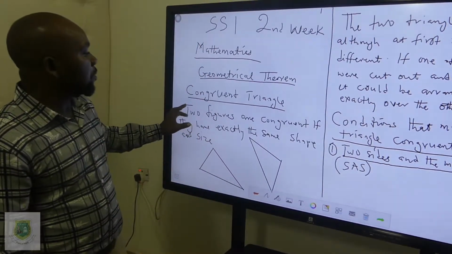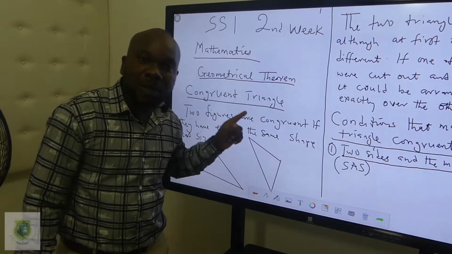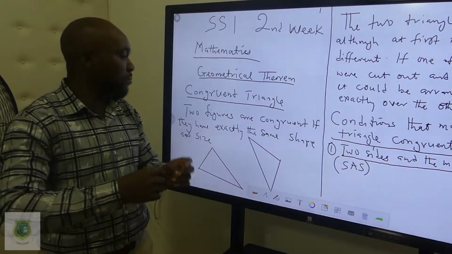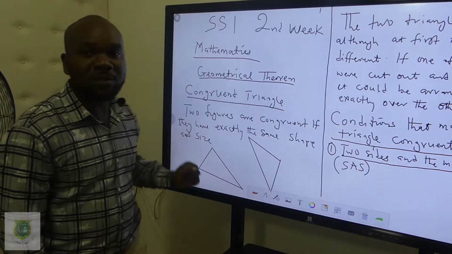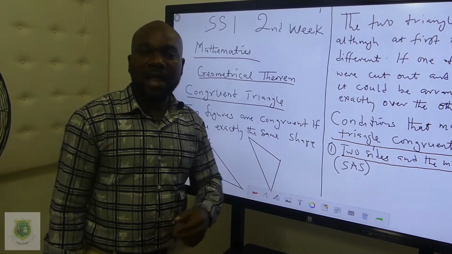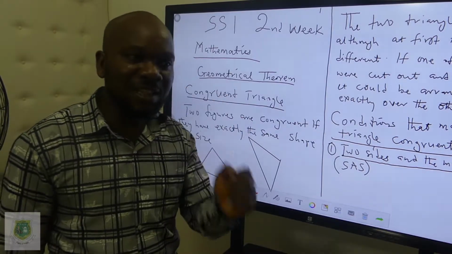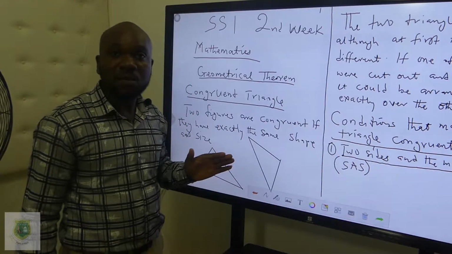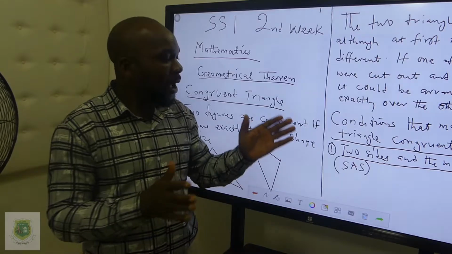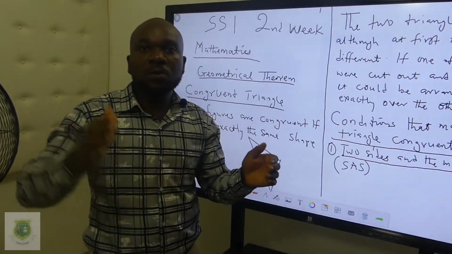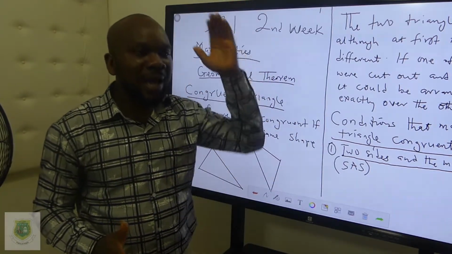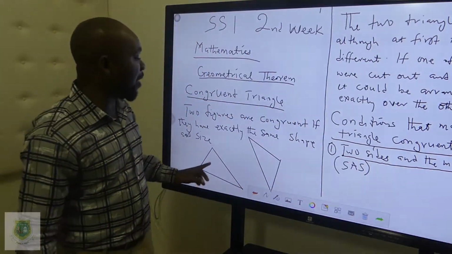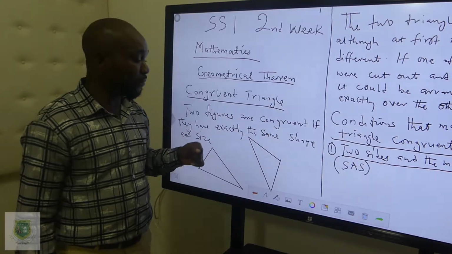Look at it. Two figures are congruent if they have exactly the same shape and what size? Exactly, mind the word there, exactly the same shape and what? Size. Once two shapes, for example two triangles, once you bring the two, if they have exactly equal shape and size, which means they are what? Congruent triangle.